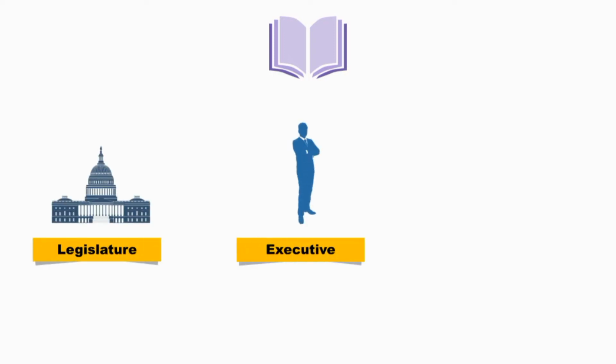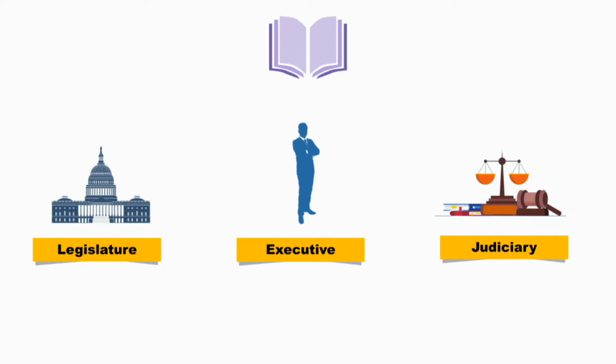Now what is judicial review? See, when our Constitution was formed, 3 authorities were created: legislature, executive and judiciary. The purpose of the legislature was law formation. The executive was created to implement those laws. And the purpose of the judiciary was to punish all those who do not obey the law.